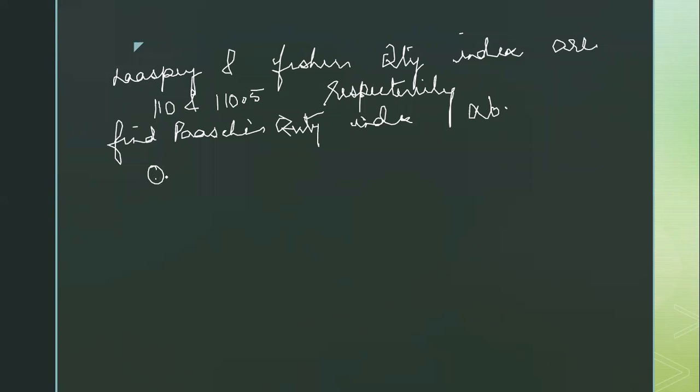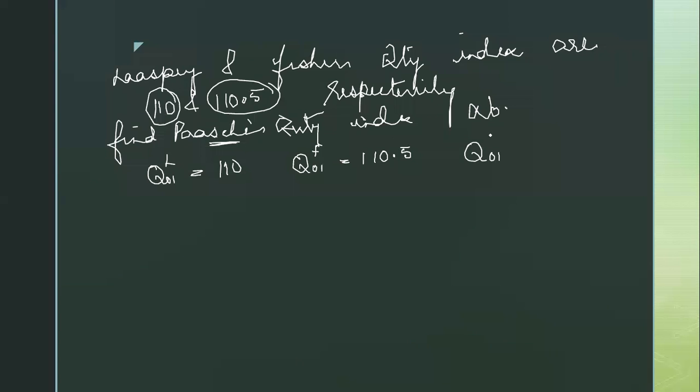They have given us quantity of the base and current year under Laspeyres. What is the value? Laspeyres and Fisher. So this will be Laspeyres, this will be Fisher. So 110. Quantity of the base and the current year under Fisher they have given as 110.5. What have they asked to find out? Paasche, that is quantity of the base and the current year under Paasche. Which formula will you apply? You are applying the Fisher's quantity formula, that is quantity of the base and the current year under Fisher is equal to square root of quantity of the base and the current year under Laspeyres into quantity of the base and the current year under Paasche.